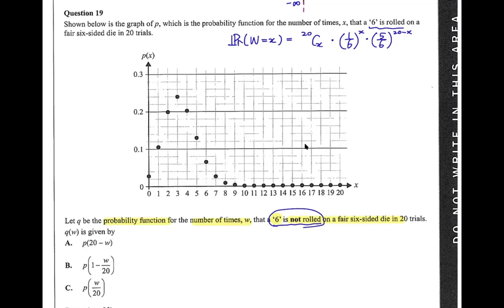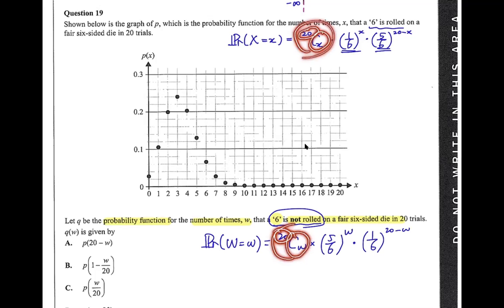Not rolling a 6, that means probability of X equals w. Still 20 choose w, but this time we are swapping these two probabilities around. 5 over 6 to the power of w, times 1 over 6 to the power of 20 minus w. The other way around, okay, so if you can realize, 20 choose x, 20 choose w, they match each other.